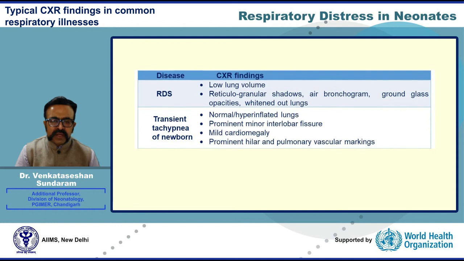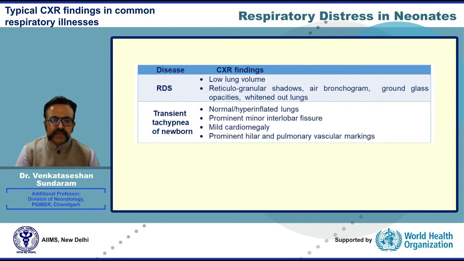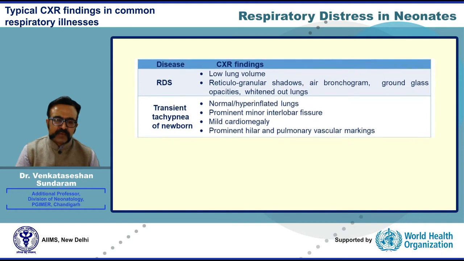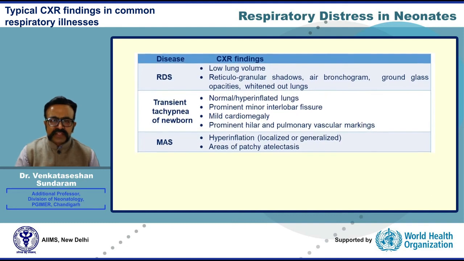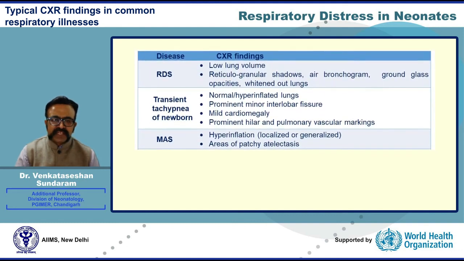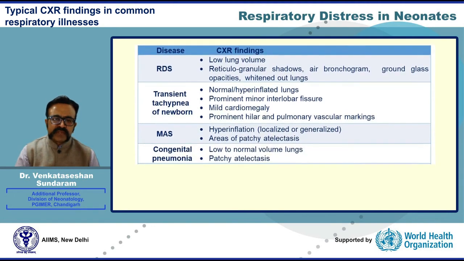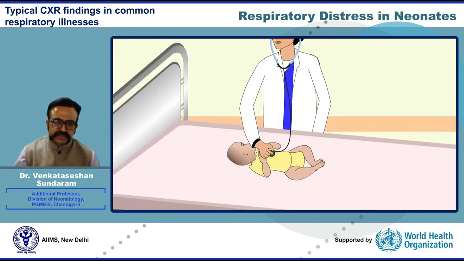If you find normal to hyperinflated lungs, prominent minor interlobar fissure, a mild cardiomegaly, prominent hilar and pulmonary vascular markings, you should think about transient tachypnea of newborn as a possibility. In the same way, hyperinflation, which can be localized or generalized, with areas of patchy atelectasis in a neonate born through meconium-stained liquor would indicate meconium aspiration syndrome, whereas a neonate who acutely worsens, especially while on a ventilator, with pleural air and shift of mediastinum would indicate pneumothorax. So these are some clues in chest X-rays.